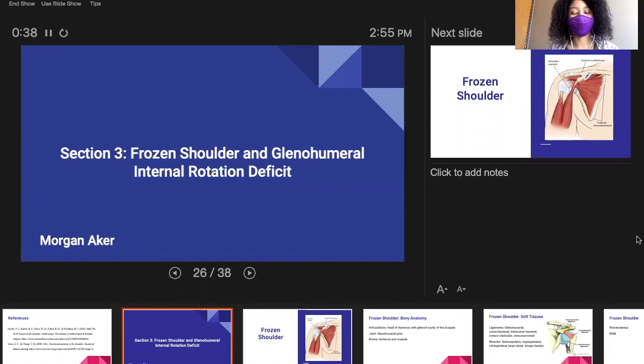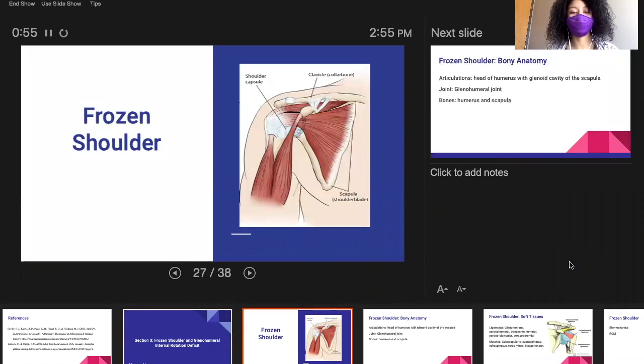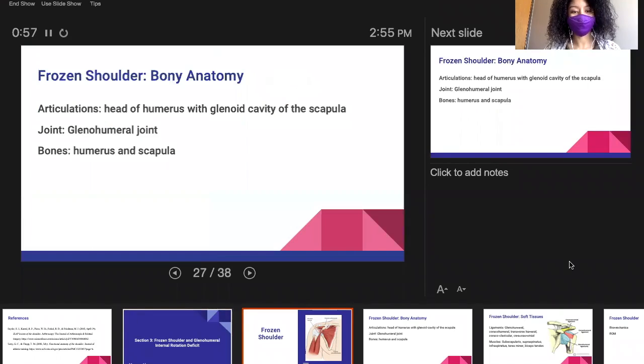My name is Morgan Aker, and the two shoulder injuries that I chose to do are a frozen shoulder and glenohumeral internal rotation deficit. Okay, the first injury that I did is frozen shoulder.